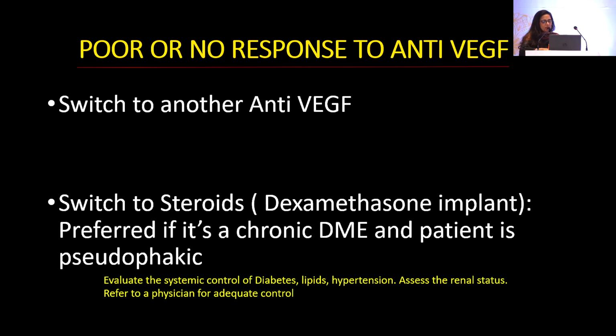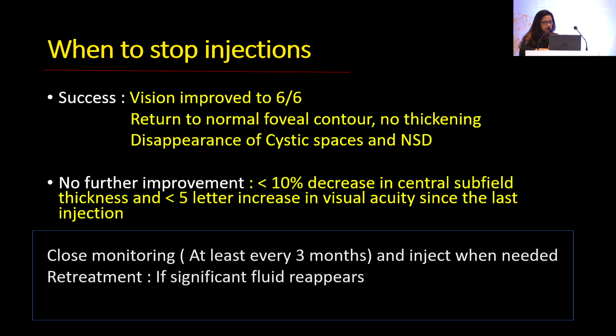In patients who have a very large edema or a chronic edema with large cystoid spaces, steroids work excellently. And also for patients who are not responding to anti-VEGFs, or you feel would not have very good follow-up, the dexamethasone implant works very well.